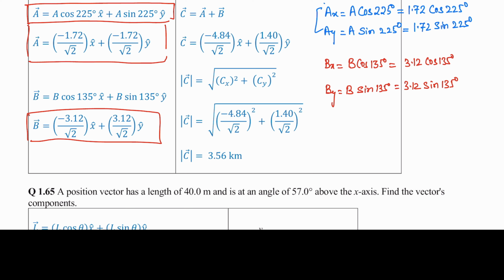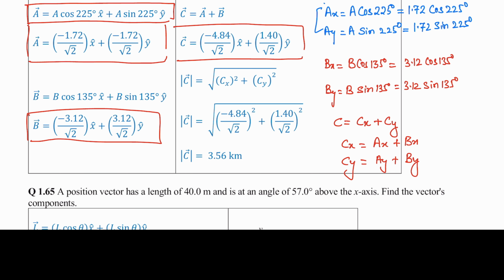A plus B. So how to find C? CX plus CY. What is CX? AX plus BX. What is CY? AY plus BY. So you just add them and this is your solution. Clear, guys?